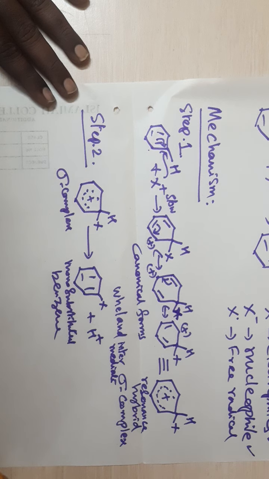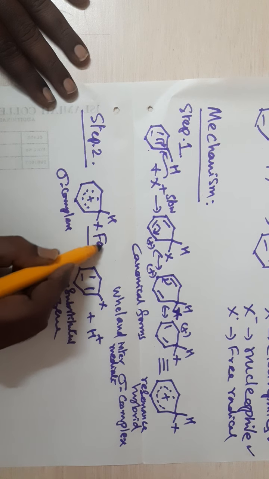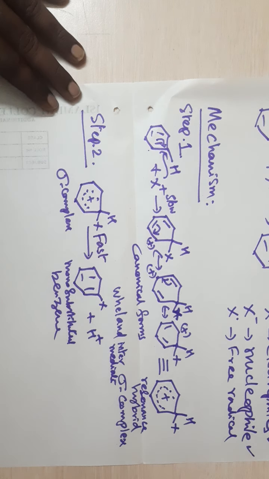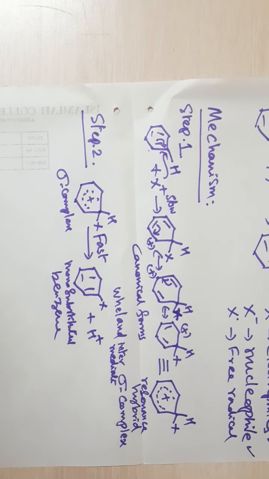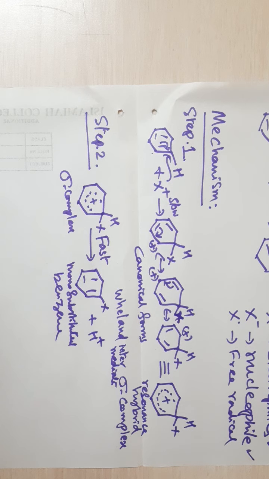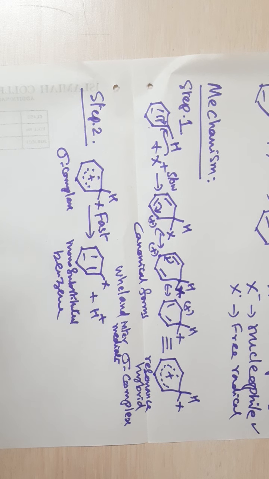See, this one occurs at a faster rate when compared to the first step. So this is a fast step. And in this fast step, if a proton is lost, then we say the substitution has taken place. So these are the two steps involved in the mechanism of aromatic electrophilic substitution reactions. Aromatic compounds, because of their rich electron density, are easily attacked by the electrophiles. Electrophiles are species with a positive charge. So the mechanism takes place in 2 steps.